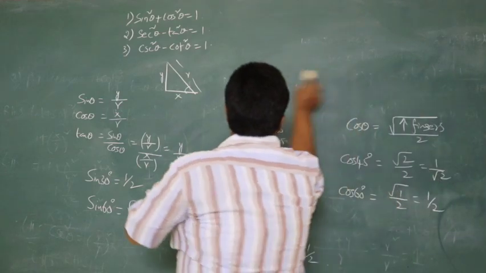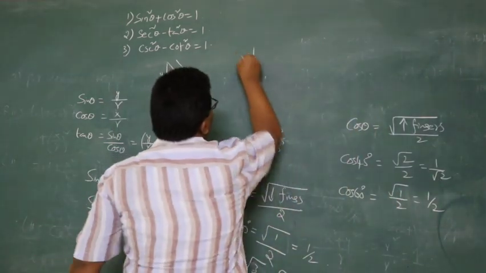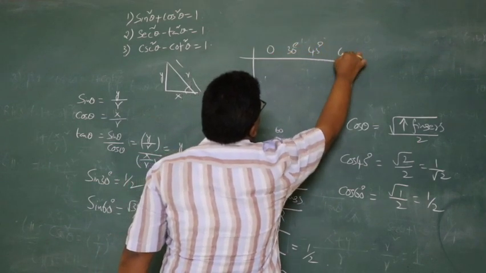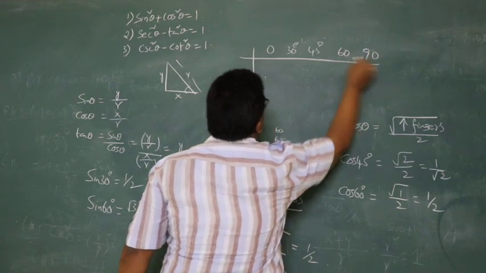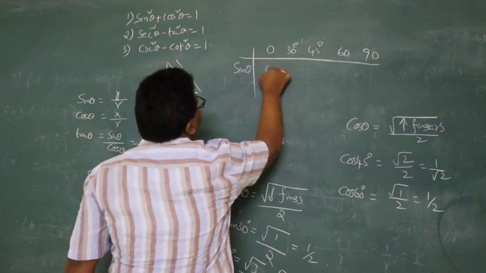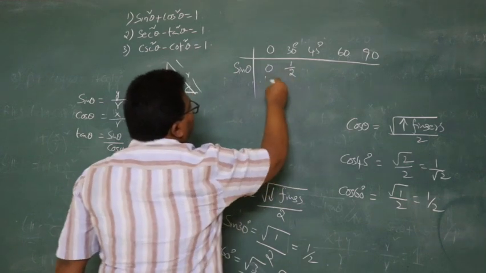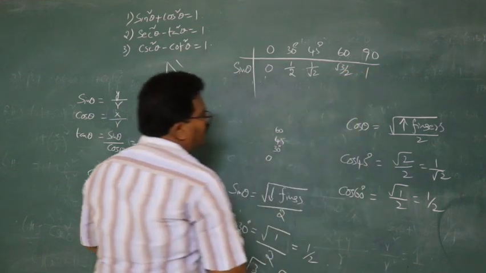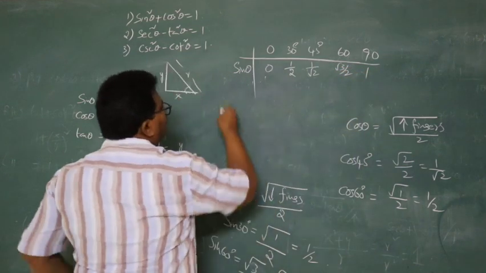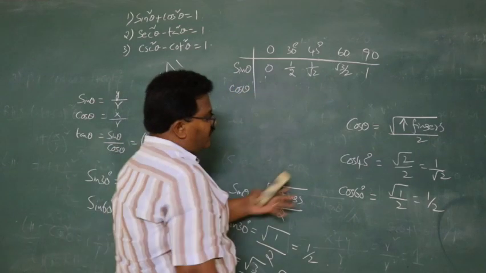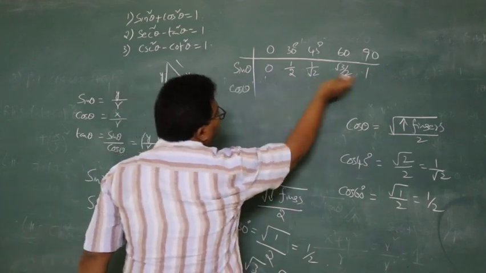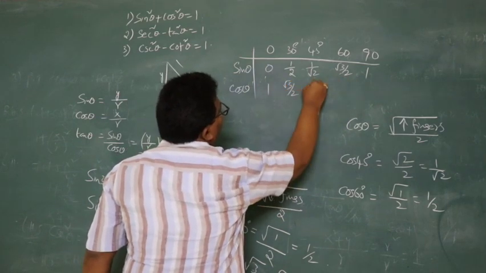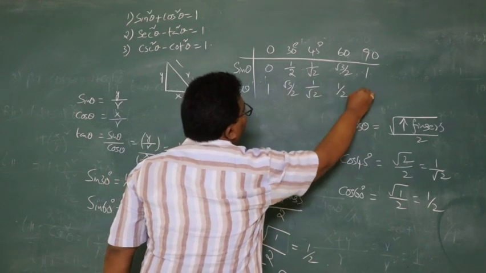So the table also I am giving once again. We have to remember this: 0, 30, 45, 60, 90. For sin theta: sin 0 is 0, sin 30 is 1 by 2, sin 45 is 1 by root 2, sin 60 is root 3 by 2, sin 90 is 1. If you remember this, we can write cos theta by using the fingertips, or we can write it in reverse: 1, root 3 by 2, 1 by root 2, 1 by 2, 0.